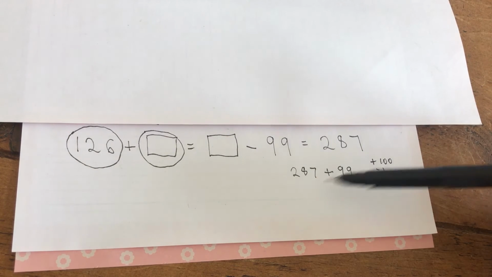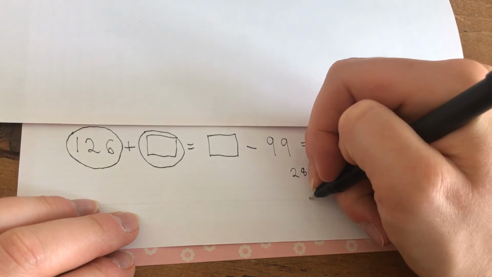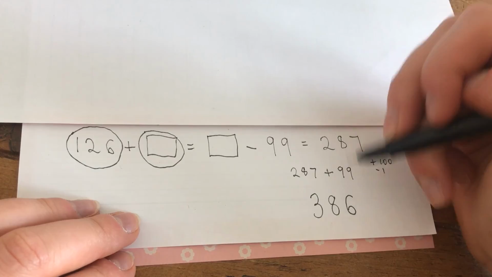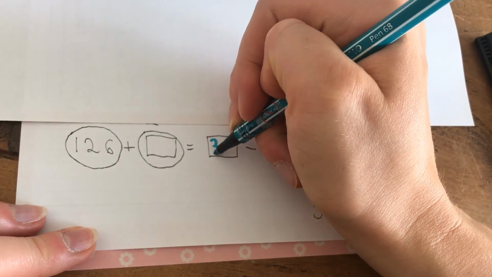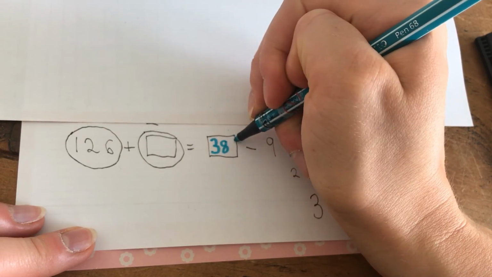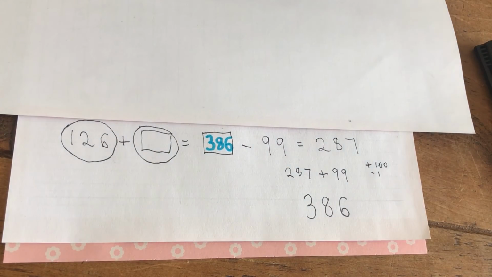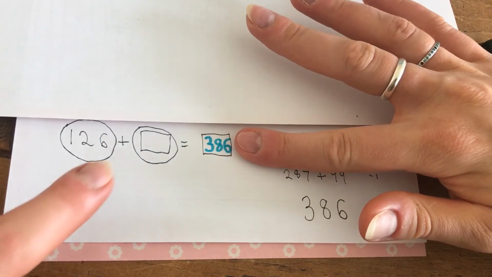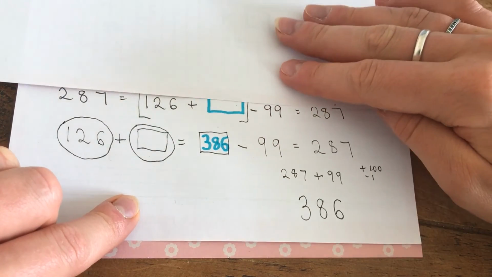So 287, add 100 is 387, but then I need to take 1 away because actually it's only 99, 386. So that is what my sweetie total was. Let's just change pens to make it stand out. That's what the total number of sweets was before I ate my 99, because I've added them back on again now. So now we can ignore this bit, and we now need to find out this number here, which is what the question wanted all along.